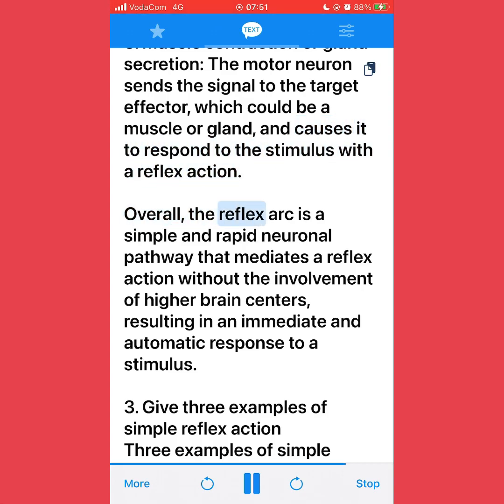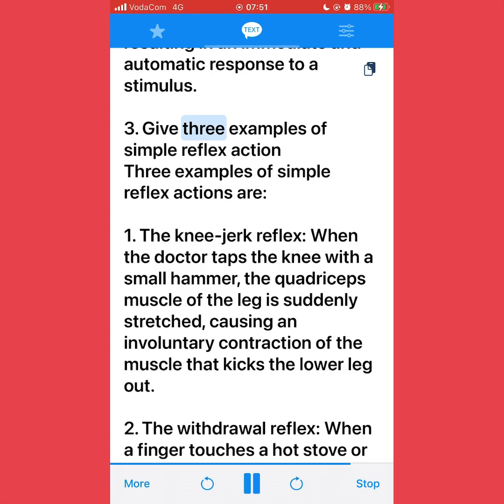Overall, the reflex arc is a simple and rapid neuronal pathway that mediates a reflex action without the involvement of higher brain centers, resulting in an immediate and automatic response to a stimulus. 3. Give 3 examples of simple reflex action. 3 examples of simple reflex actions are: 1.